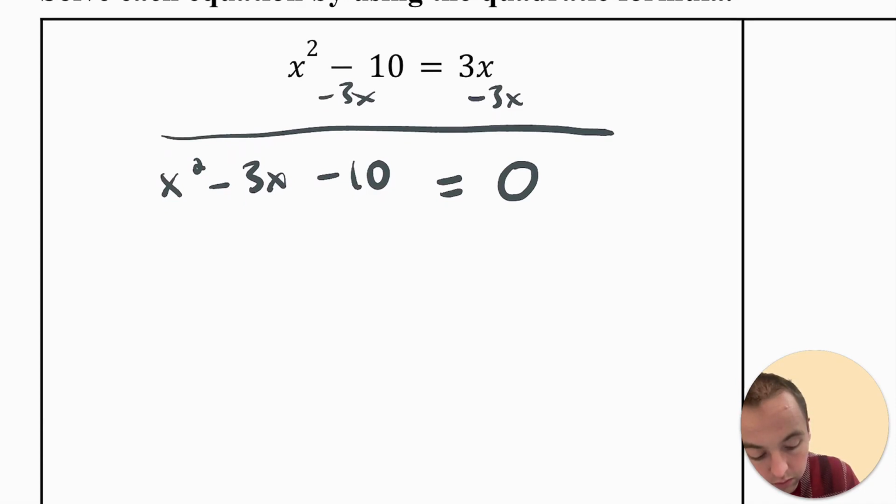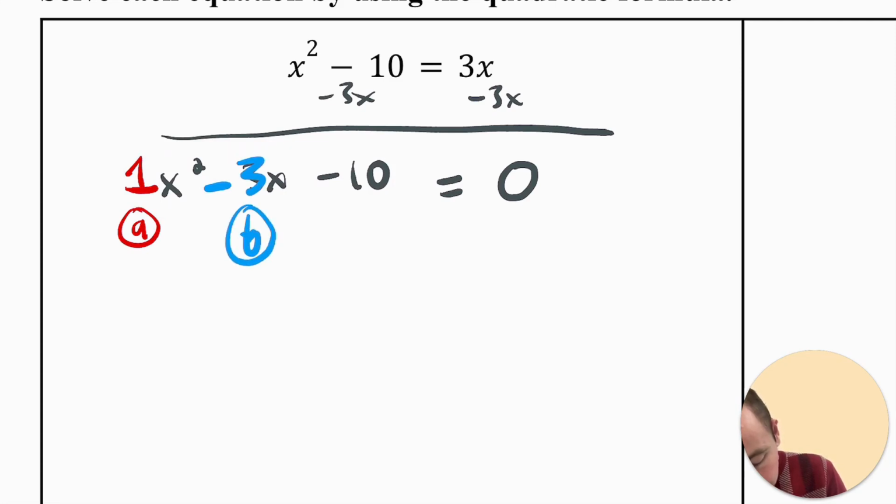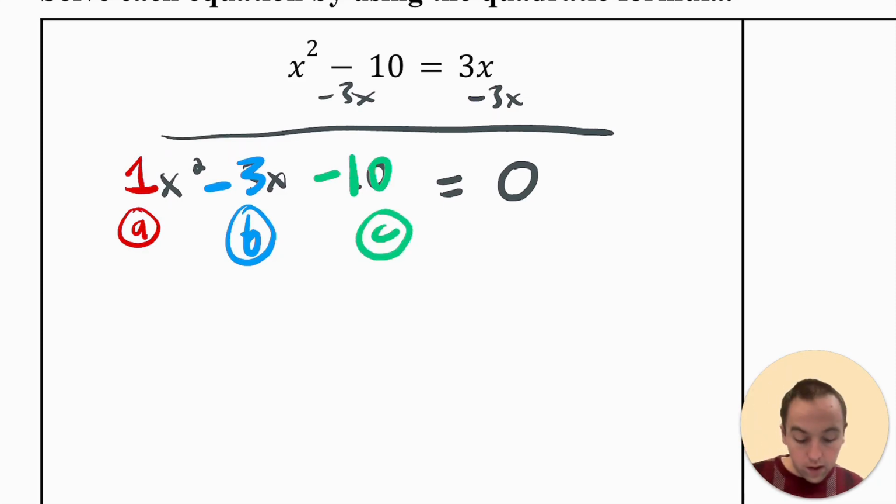So you need to realize what exactly your a, b, and c values are. I have a 1 right in front of the x squared, so that's going to be my a value. And then my b value is a negative 3, so you want to include those subtractions if there's a subtraction in front of it. So it's a negative 3 for your b value. And then we also have a negative c value, so my c value is negative 10.